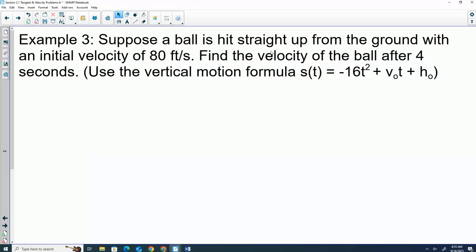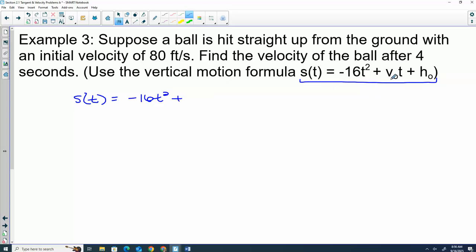So for example, suppose a ball is hit straight up from the ground with an initial velocity of 80 feet per second. Find the velocity of the ball after 4 seconds. We are using this vertical motion formula. This is one we will see periodically throughout the year. S is just representing height at a given point in time. So that's negative 16t squared plus v sub 0.